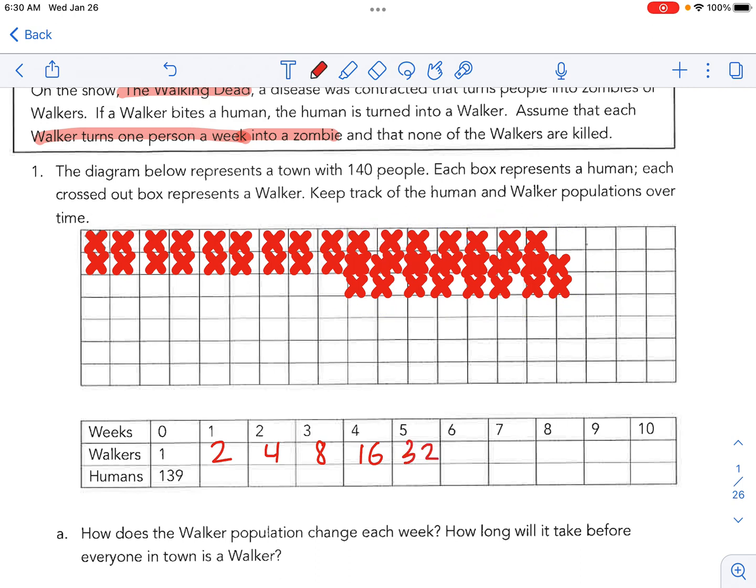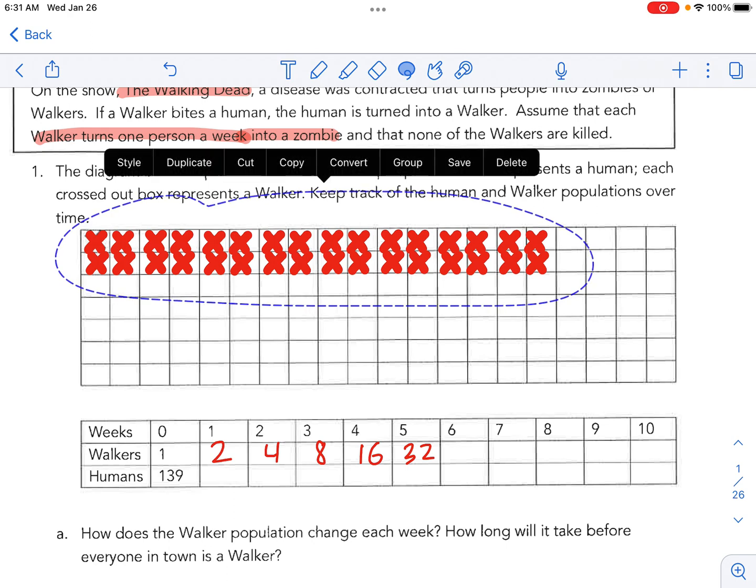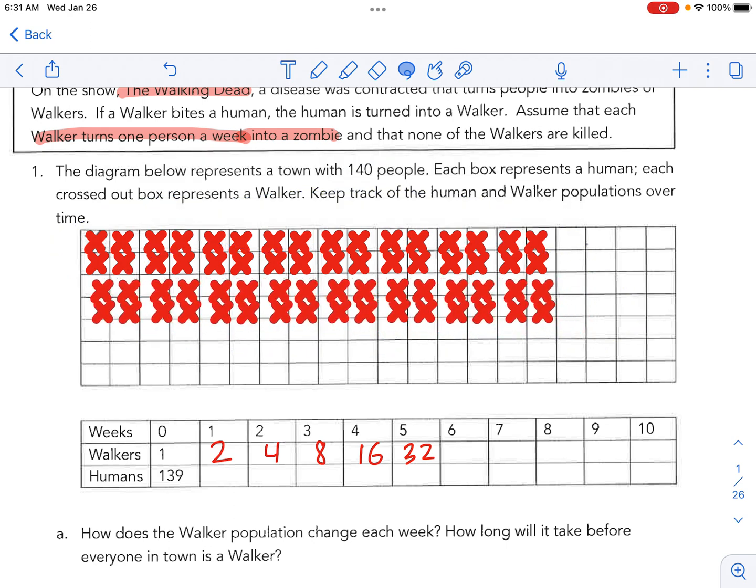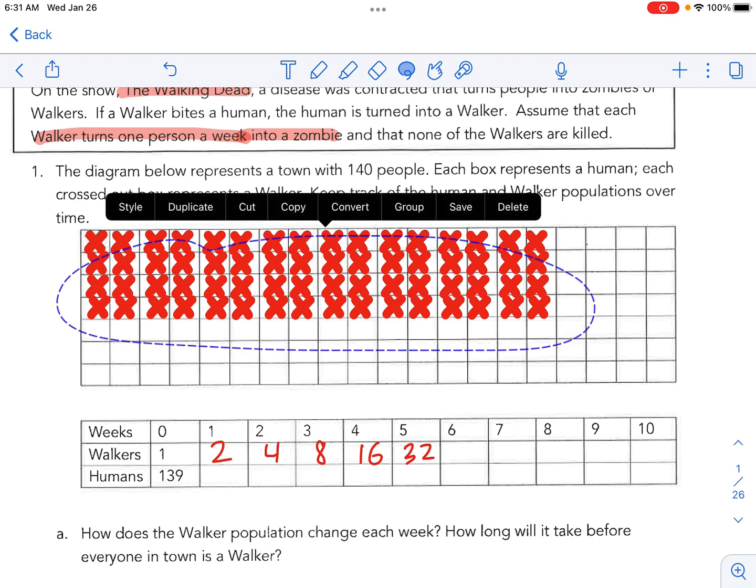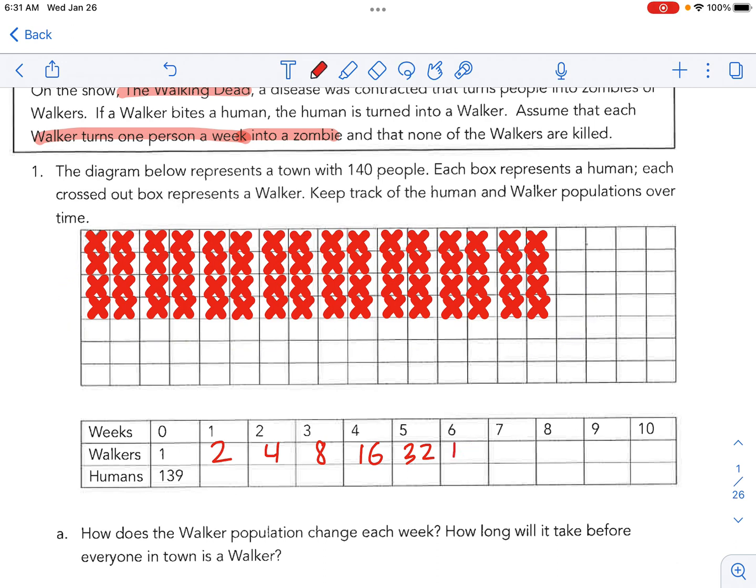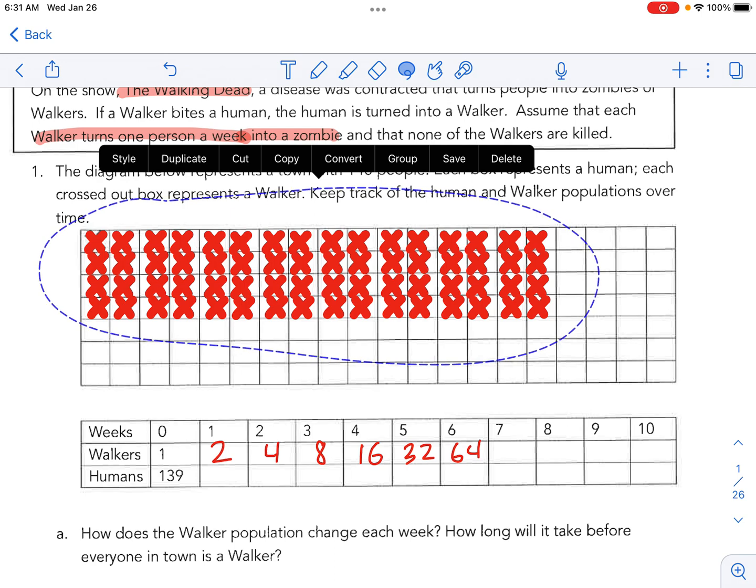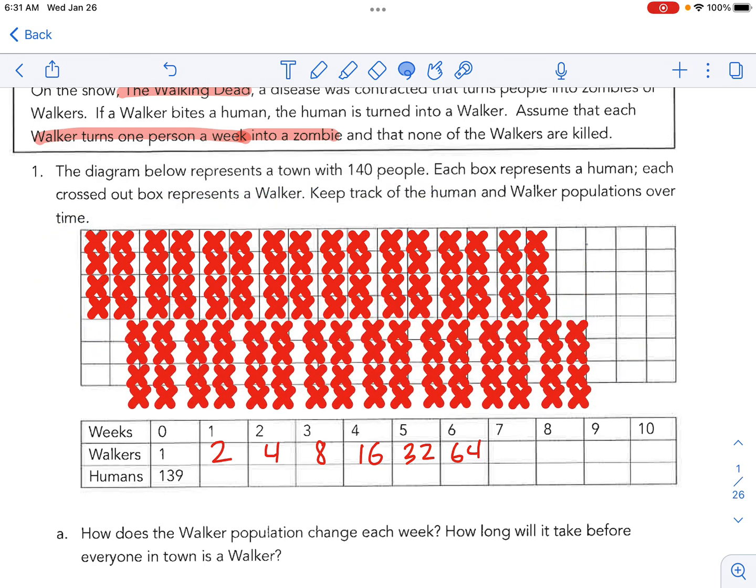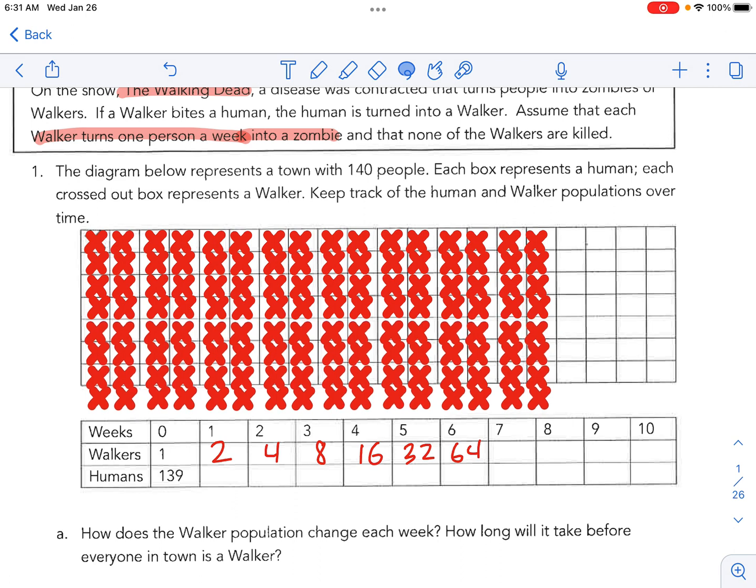And the week after that, oops, there we go, 32. The week after that, all 32 of these zombies bite somebody, and we now have 64 zombies. And we're going to keep going, right? Because we still have a good part of the population that aren't zombies. So these 64 zombies all bite somebody. And as you can see, we're now growing zombies at an alarming rate, right? So we now have 128 zombies.